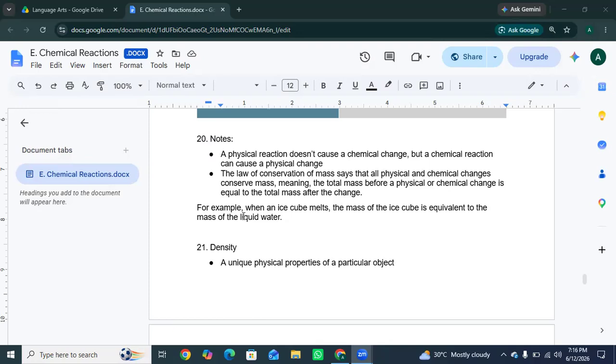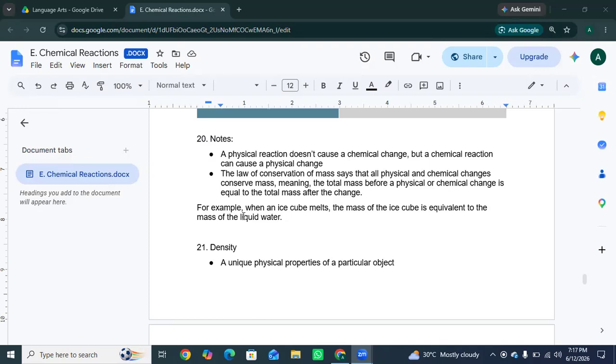Okay, so listen to the first point. A physical change does not cause a chemical change, but a chemical reaction can cause a physical change. So basically, we're saying that changes can overlap. A physical change cannot create a chemical change. However, a chemical reaction can cause a physical change to happen at the same time, like a chemical reaction producing gas bubbles or changing colors.